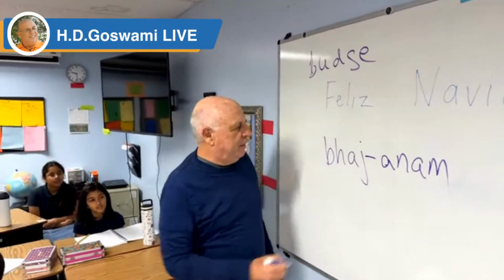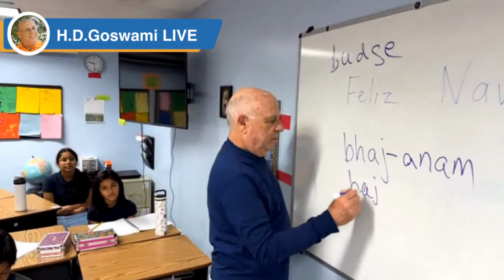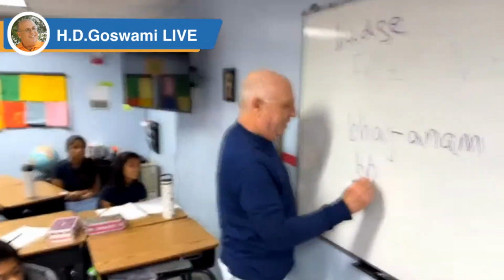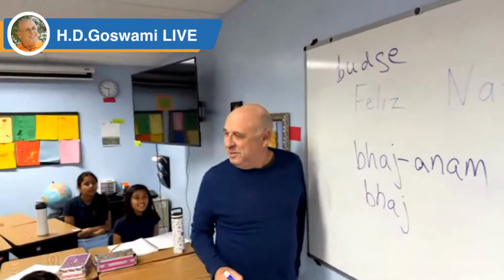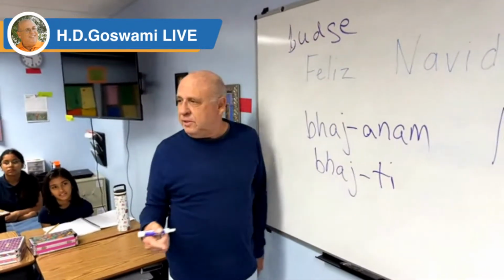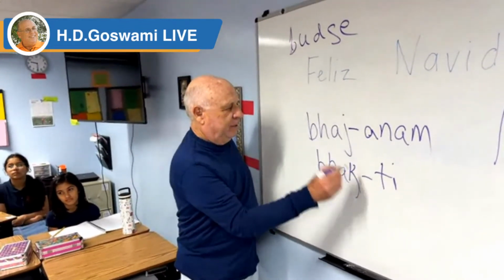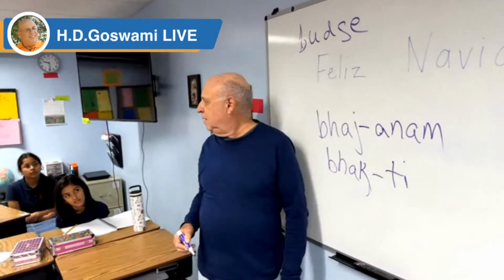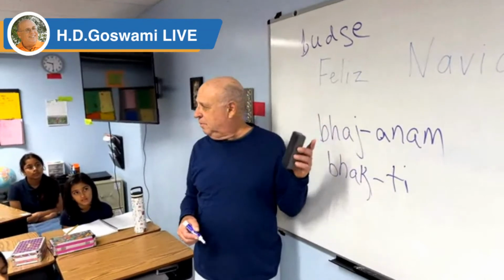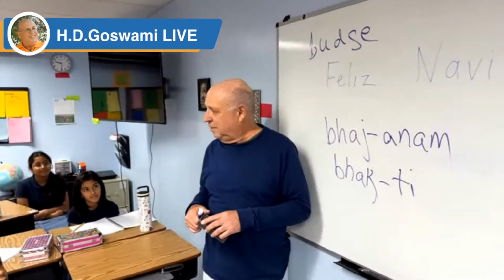If you add the feminine ending, and then there are different rules in Sanskrit, the J changes to a K, and you get bhakti. So the word bhakti, devotion, and the word bhajan or bhajanam come from the same root. They're just different endings. Anyway, I thought you might find that interesting.